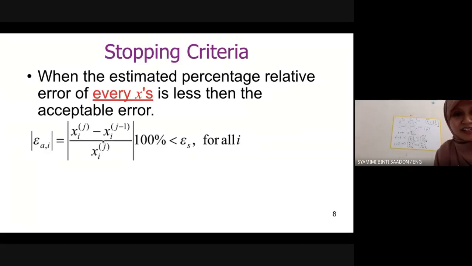x1 like this. For example, we have this x1, i is 1, which means we want to find x1 first. So j is the iterative value, I mean the iterative round: j equals 1, then the second loop, until n loops. So how do we calculate the error, or the epsilon?